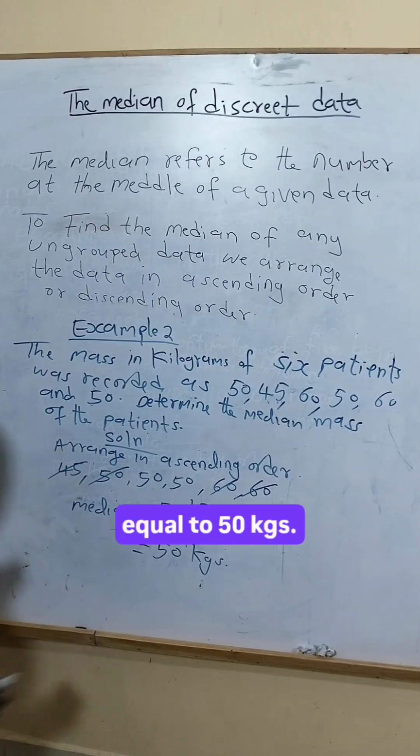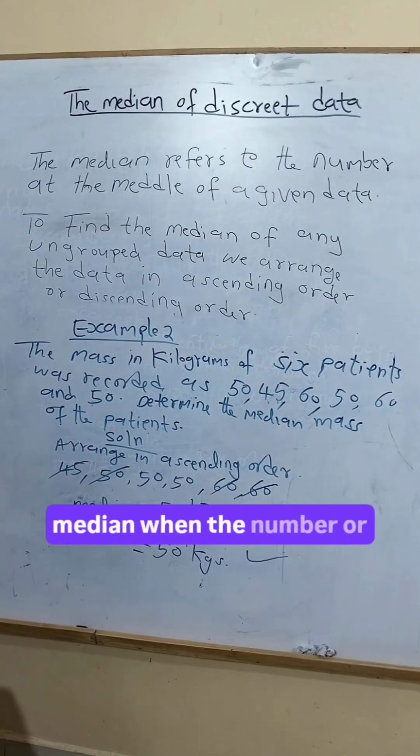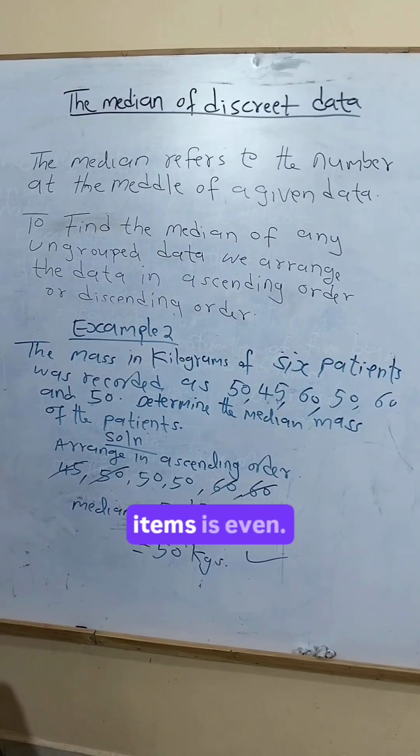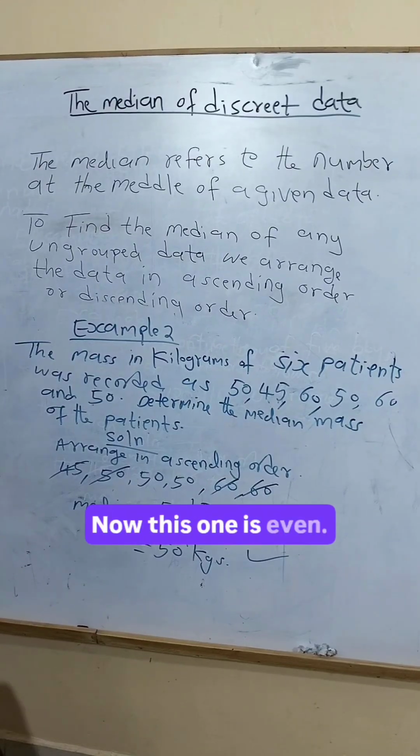kgs. That is how we find the median when the number of the items is even. The first one, the number of items was odd. Now this one is even.